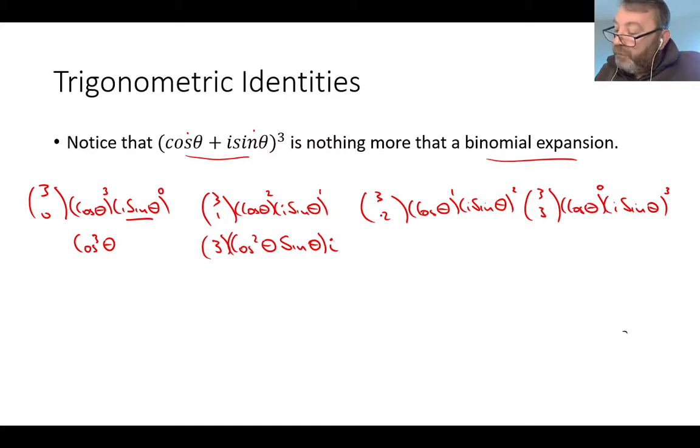Next one, 3C2. Calculator will tell you that 3C2 is 3. Cos theta to the power of 1 is cos theta. Now, be careful with the next step, because both the i and the sine theta have to be squared. So i squared is minus 1, and sine theta squared is sine squared theta.